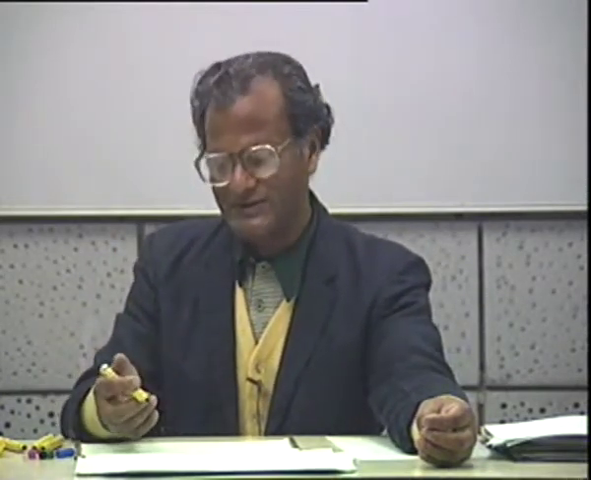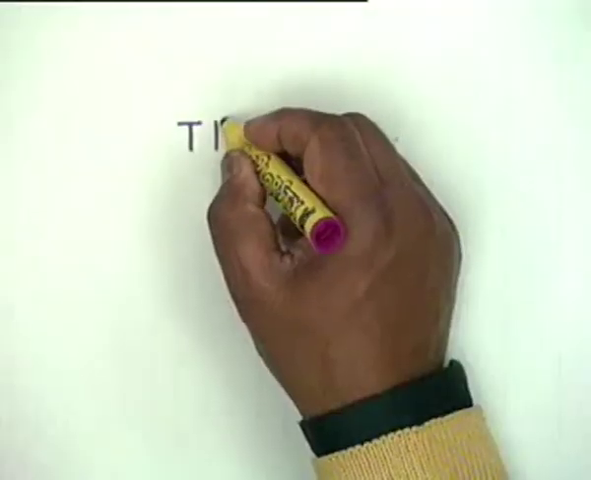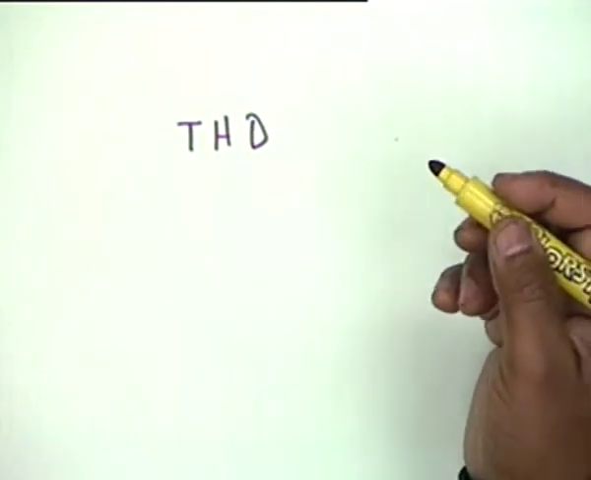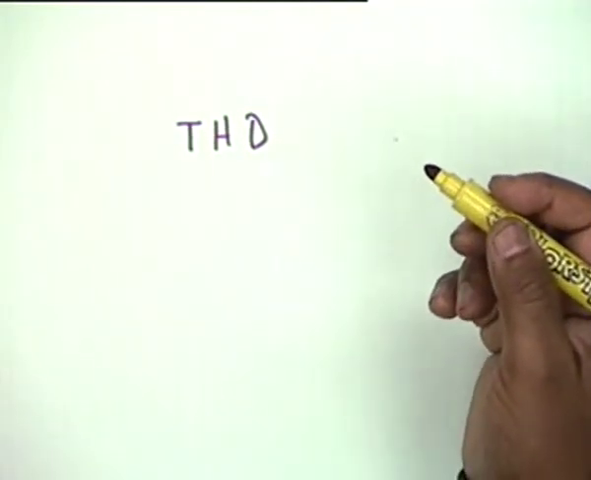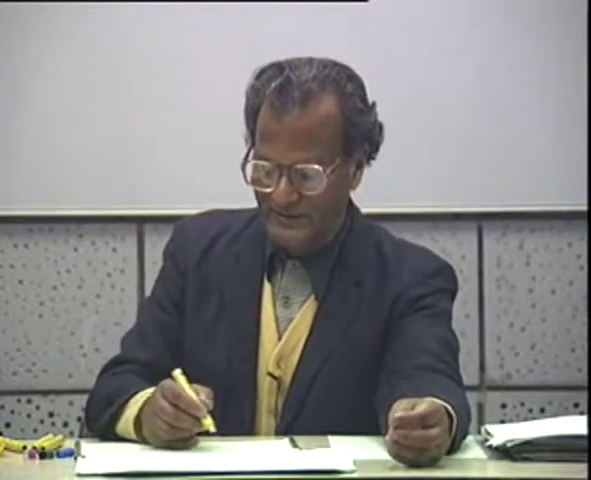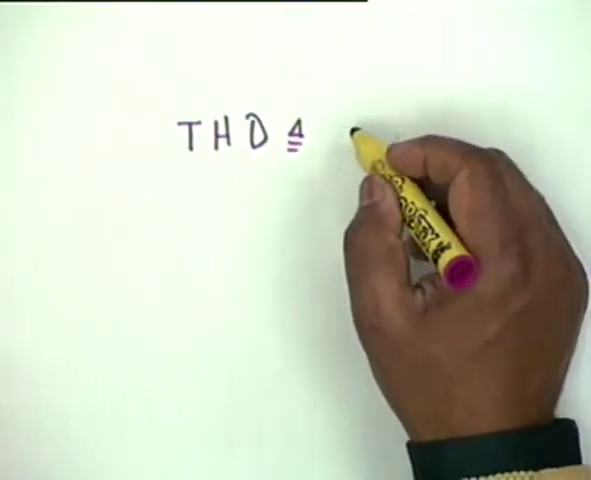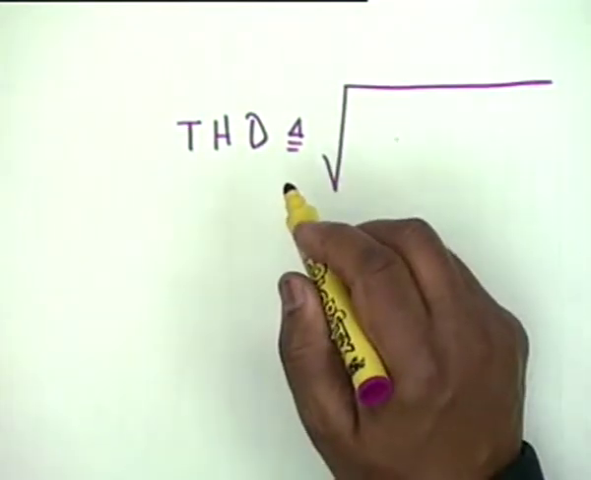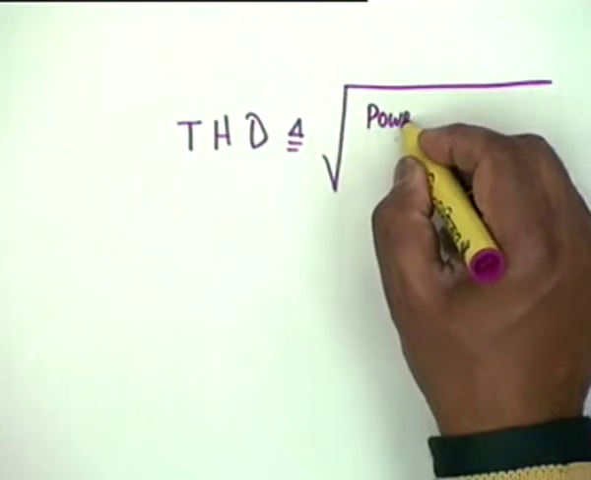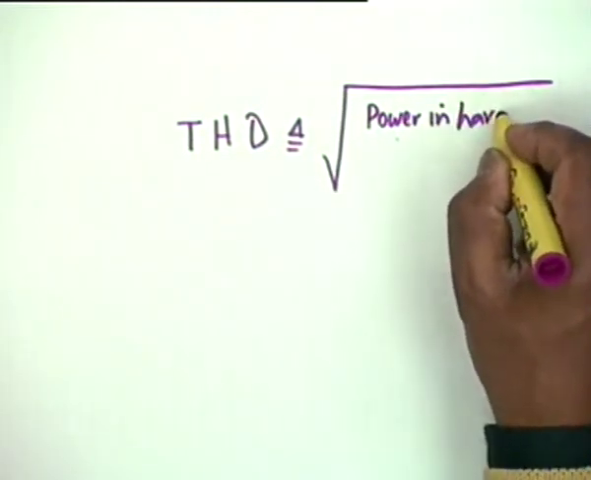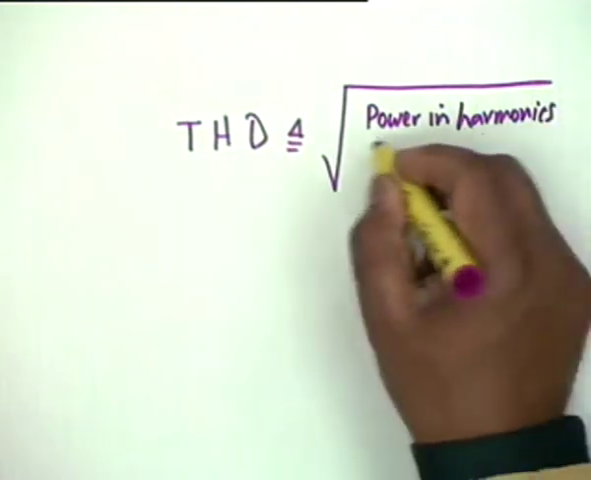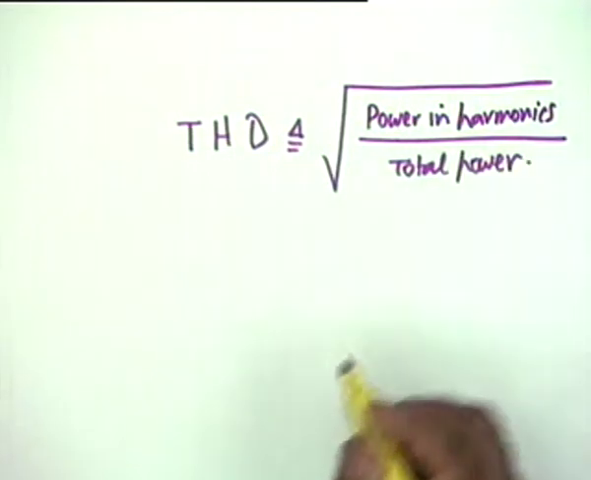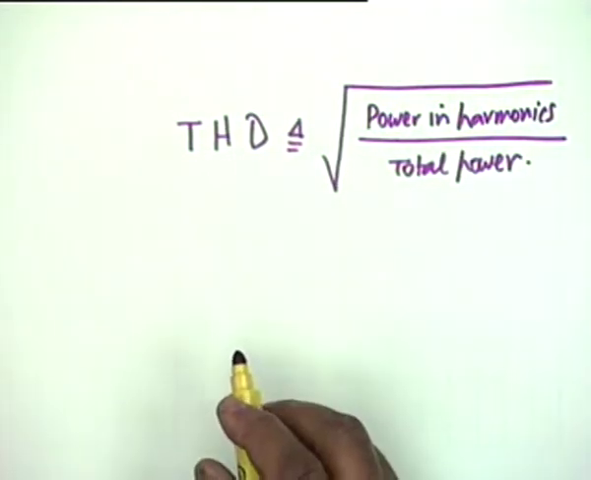The other parameter is the so called THD. All stereo amplifiers have this specification, total harmonic distortion. And this is defined as follows. It is defined as the square root of power in harmonics divided by total power.